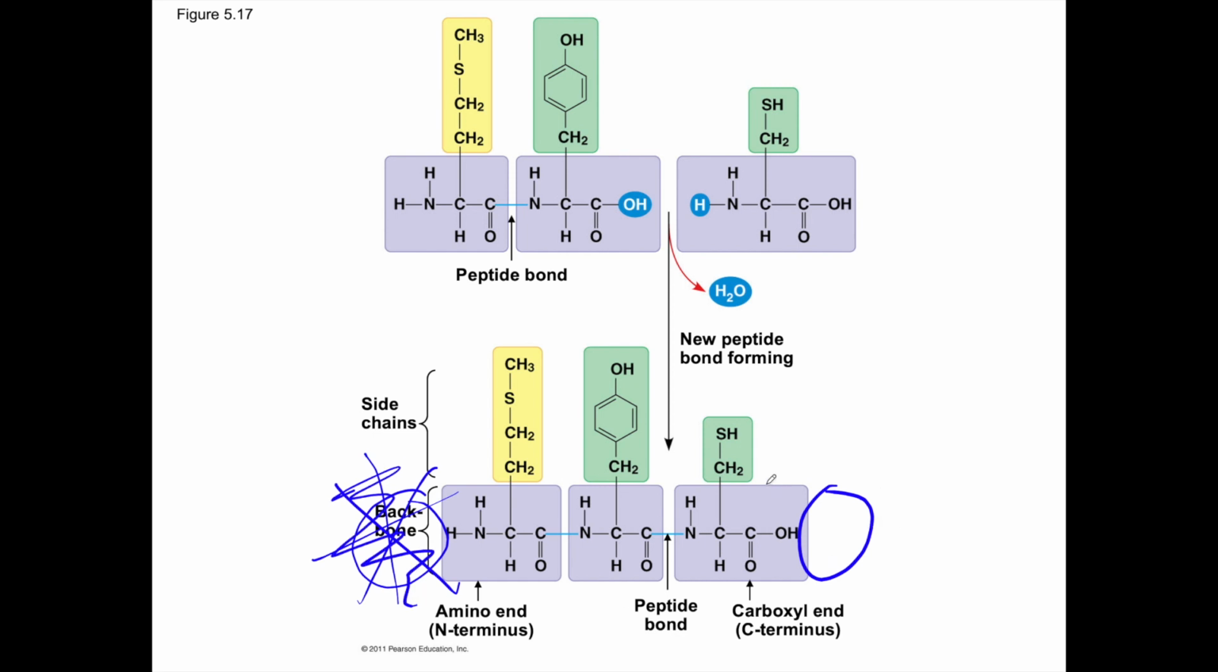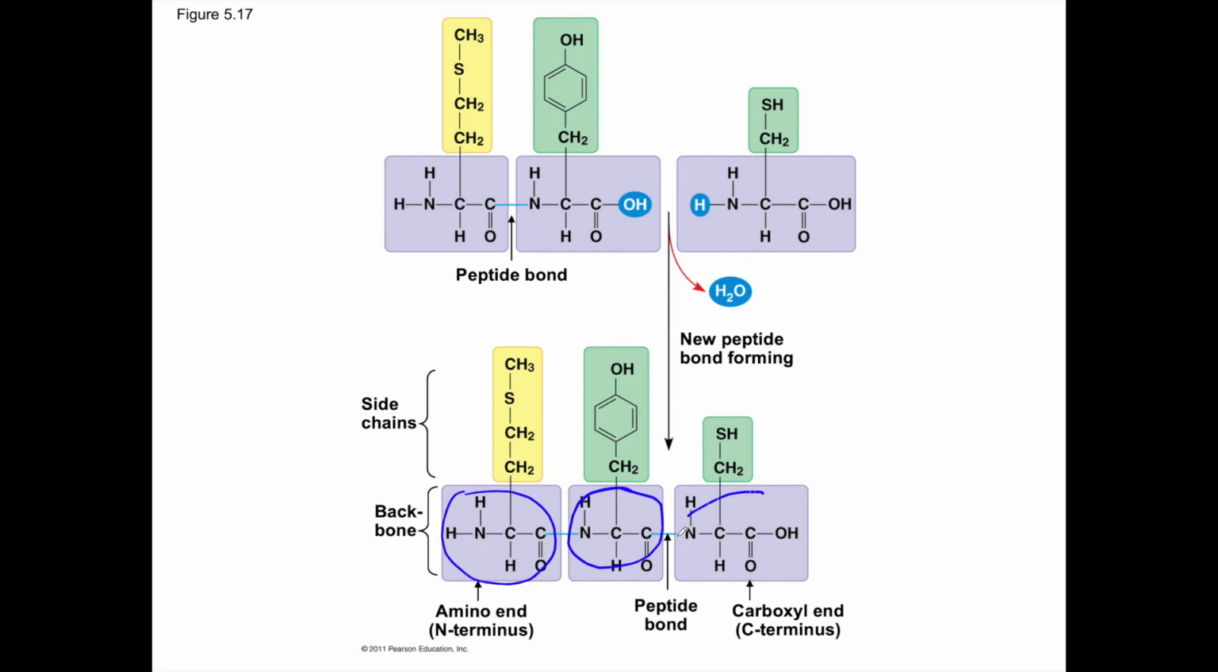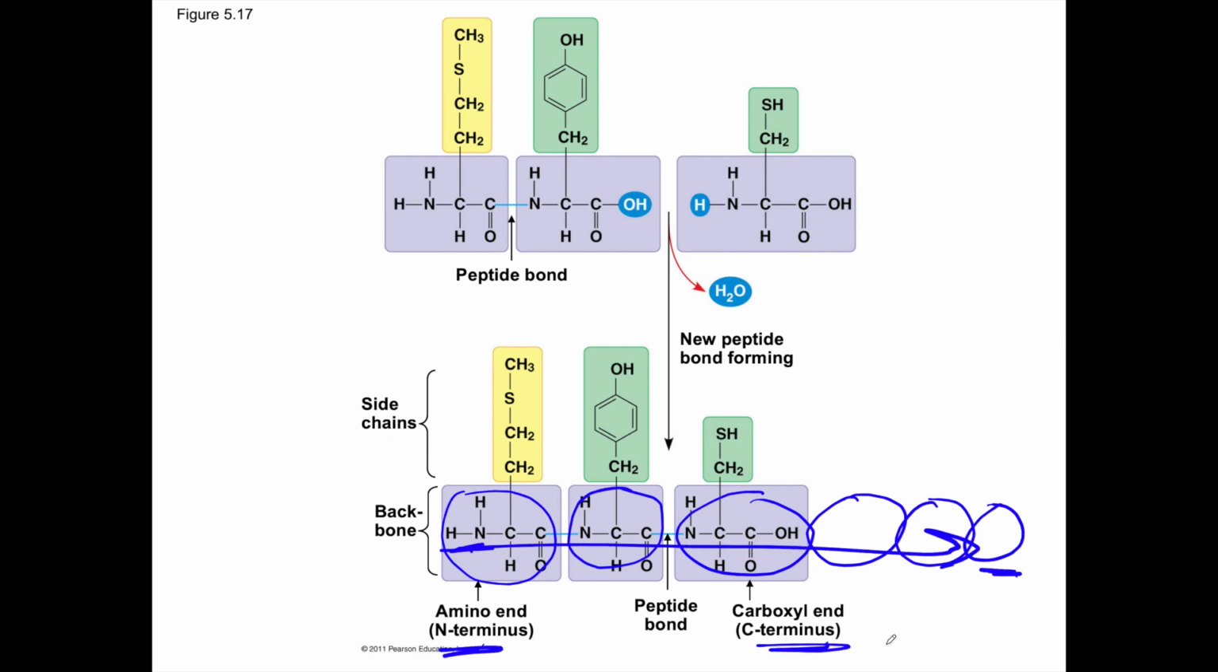So what that means is, as they're adding new amino acids, this is the first amino acid they used, and then they added this one, and then this one, and then they keep adding to the C-terminus. So no matter how long it is, this is the first amino acid that was used, the N-terminus, and this would be the last amino acid that was used, the C-terminus.